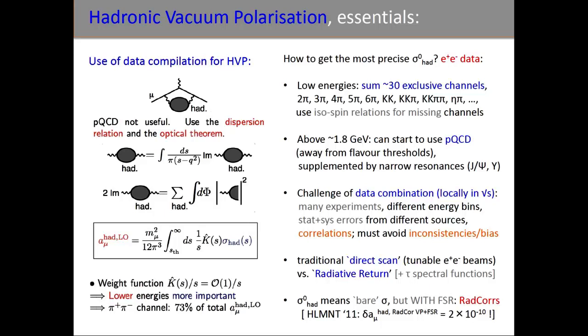And there are different methods. There's a direct scan, where data were taken with tunable energy e+ e- beams. There were also radiative return measurements, where at meson factories people used that they have fantastic statistics, so they can afford, even if the machine sits at a given center of mass energy, to send off a photon from the initial state, and by tagging that, effectively scan an arbitrary energy range.